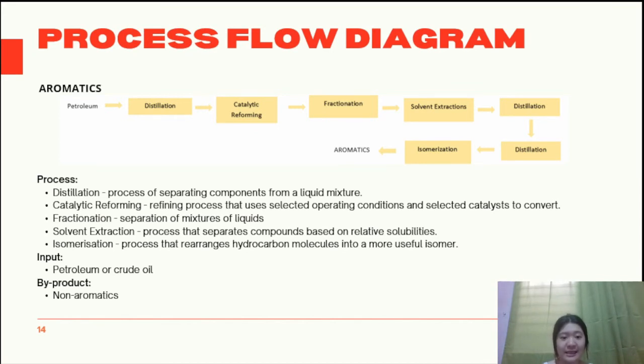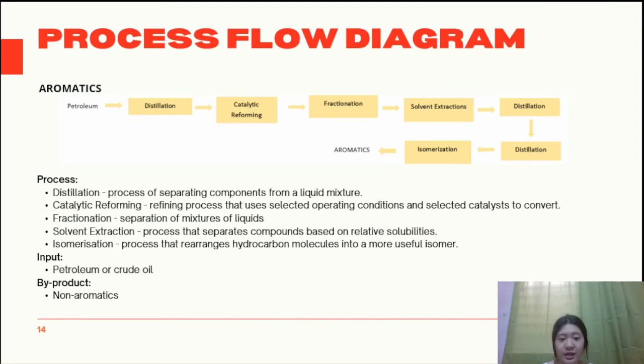Next is catalytic reforming. This is a refining process that uses selected operating conditions and selected catalysts to convert. This is used to produce an aromatic gasoline. Catalytic reforming is a key conversion process in the petroleum and petrochemical industry. It gives flexibility to meet gasoline octane number requirements. It can also make aromatics of high market value.